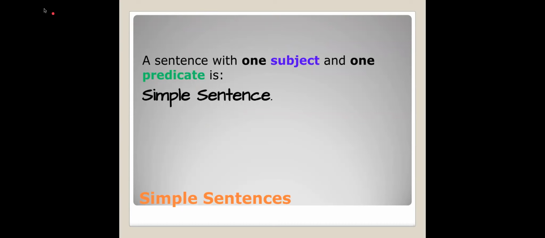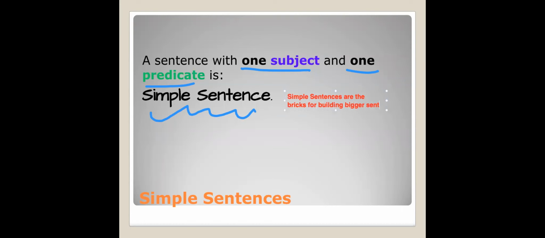Okay, so when we have a sentence with just one subject and one predicate, we have a simple sentence. Okay, these are our most common types of sentences. So I like to say that simple sentences are the bricks for building bigger sentences. So we can put some bricks together to make bigger sentences. Okay, so that's a very important tip, and I'll talk more about that in a future lesson.